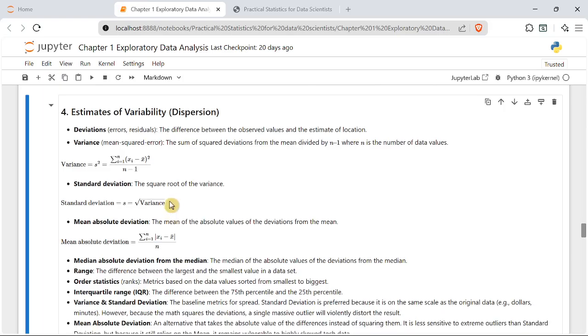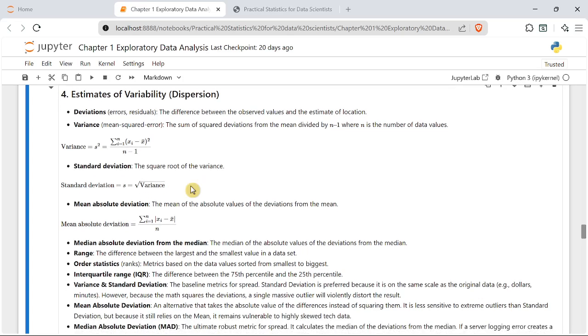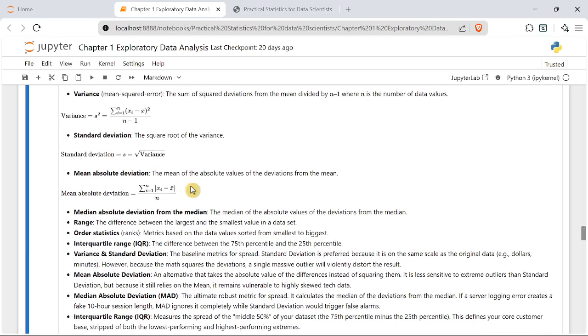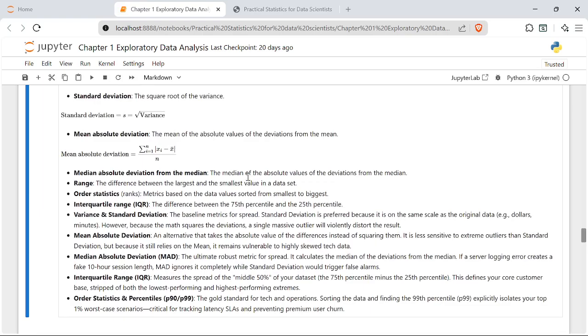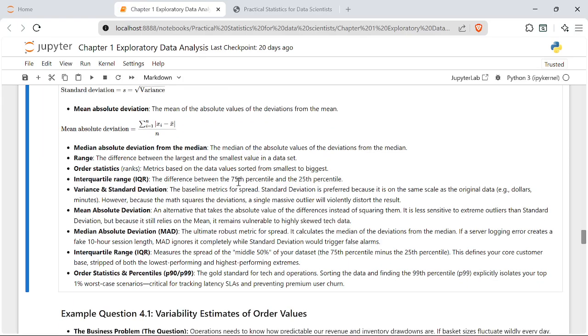Standard deviation: the square root of variance is known as standard deviation. Mean absolute deviation: the mean of absolute values of the deviations from the mean. Median absolute deviation from median: the median of absolute values of deviations from the median. Range: the range between the largest and smallest value in a dataset is the range. Order statistics: metrics based on the data values sorted from smallest to biggest.